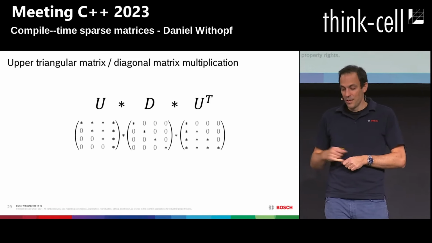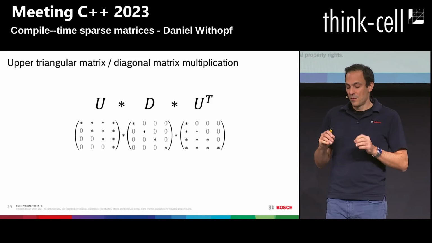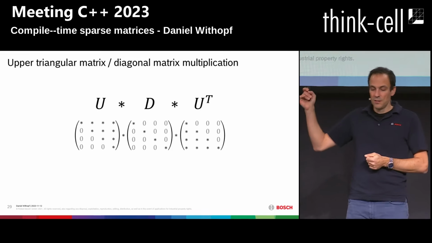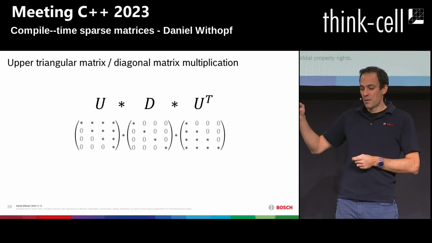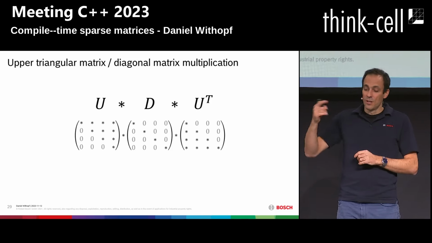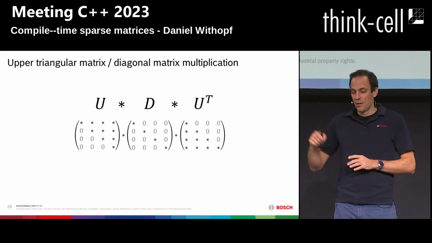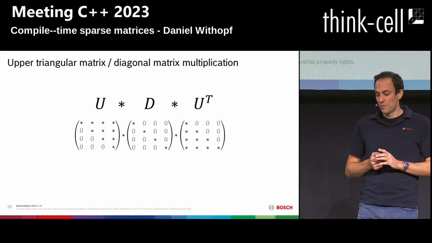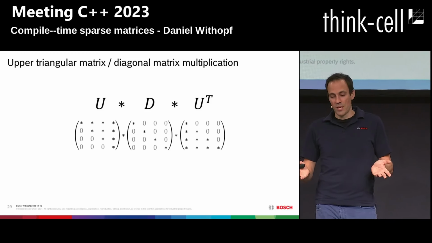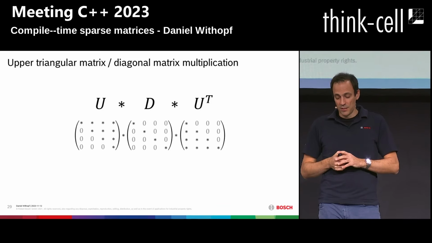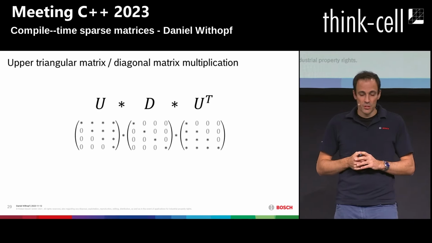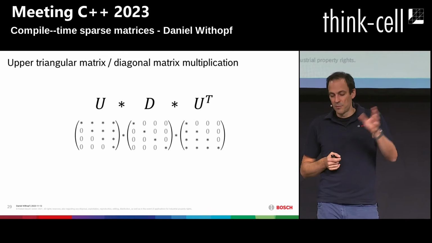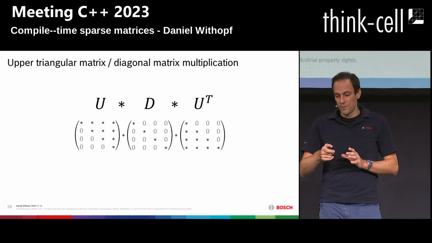So the first experiment is this operation here, where we have three matrices, U, D, U transposed. U is an upper triangular matrix, D is just a diagonal matrix in the middle, and then we're multiplying it with the same, now lower triangular matrix, because we're transposing U on the right-hand side. This is a fairly common operation in matrix decompositions, so this happens quite often, which also means there are nice textbook algorithms that you can just take that implement this as efficiently as possible. And what they usually do is they represent the middle matrix just with a vector that only stores the diagonal and also makes use of the triangular shape of U and U transposed.